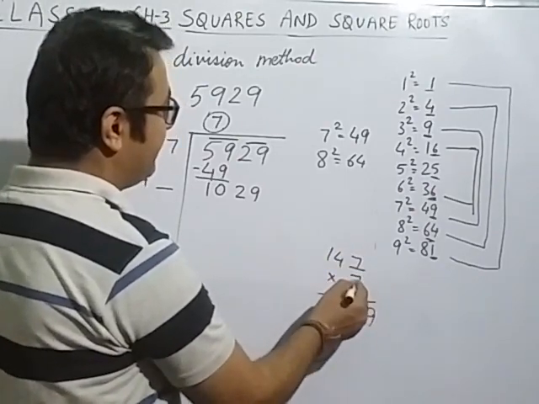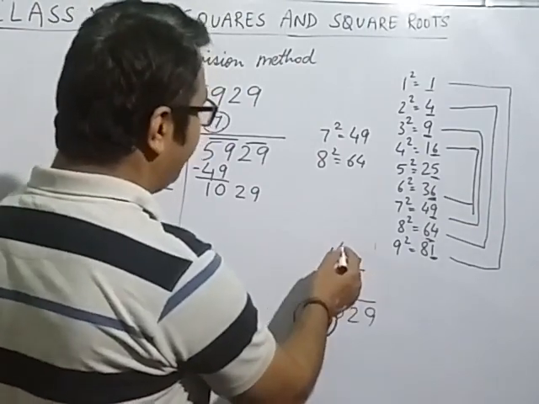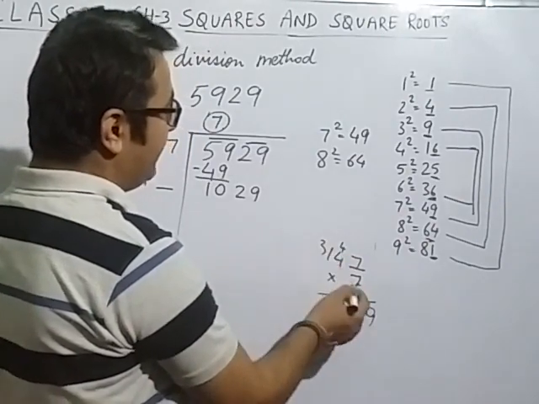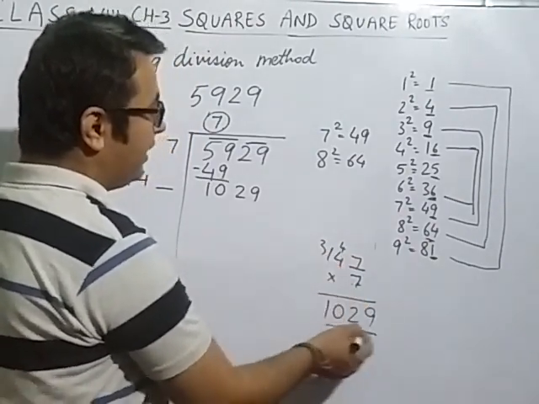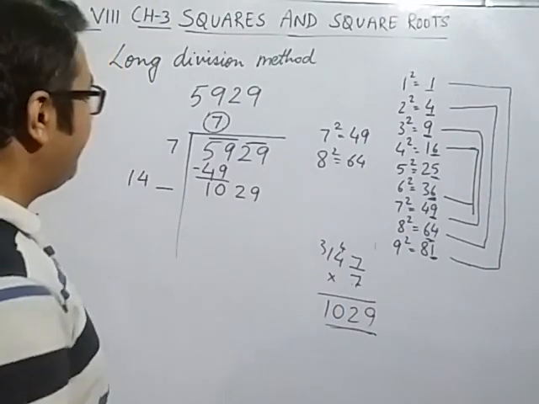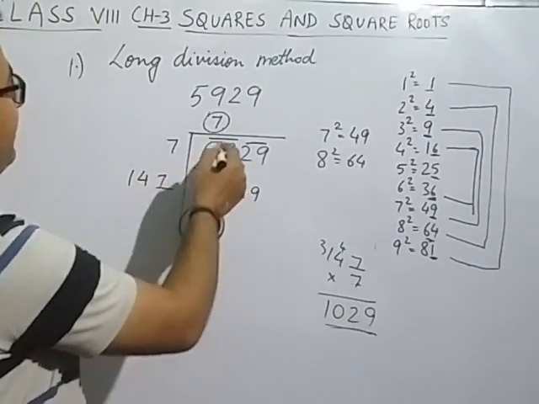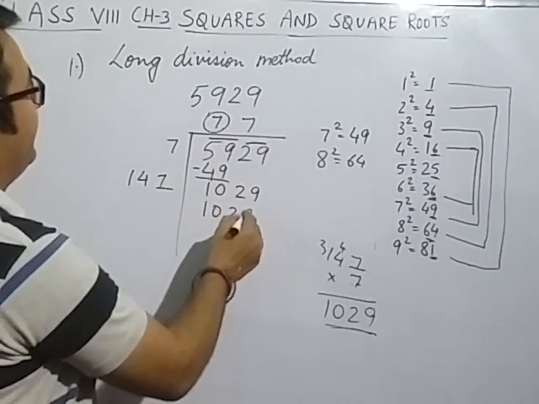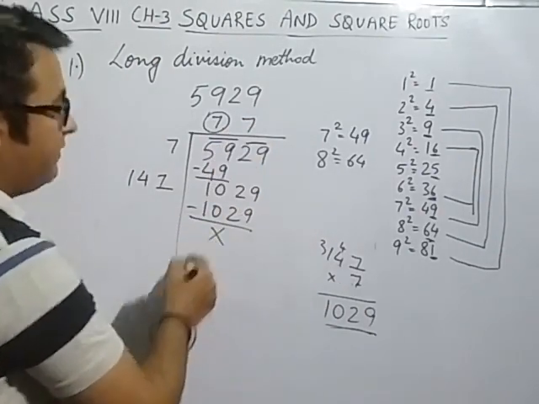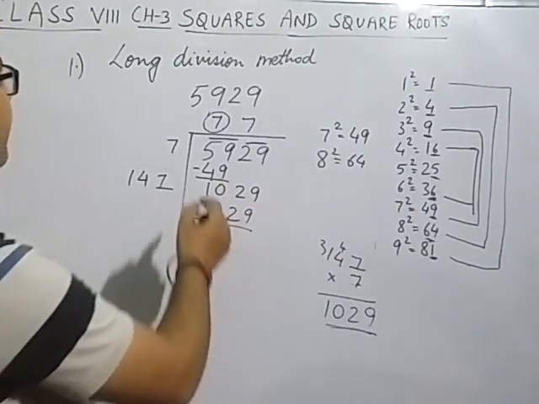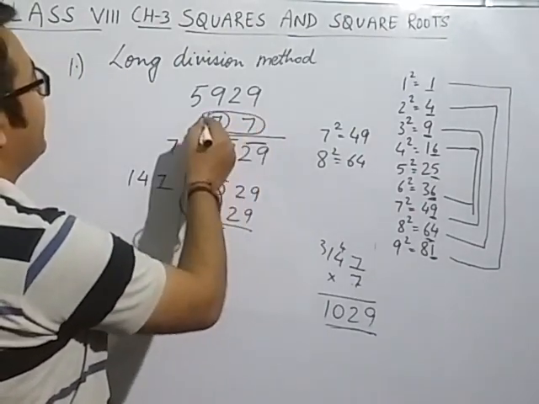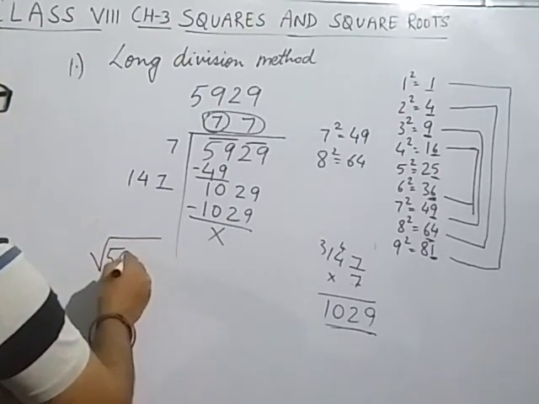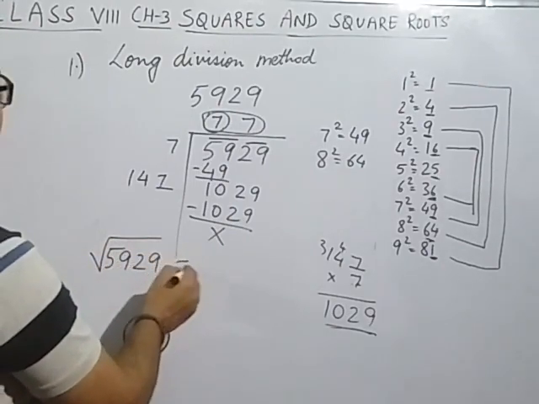Let us multiply by 7. 7 7s are 49, 7 4s are 28, 28 plus 4 is 32, 7 1s are 7 plus 3 is 10. So I got 1029 if I take 7 here with 147. 147 sevens are 1029. Now it is completely divisible, remainder is 0 and the quotient is 77. So square root of 5929 will be equal to 77.